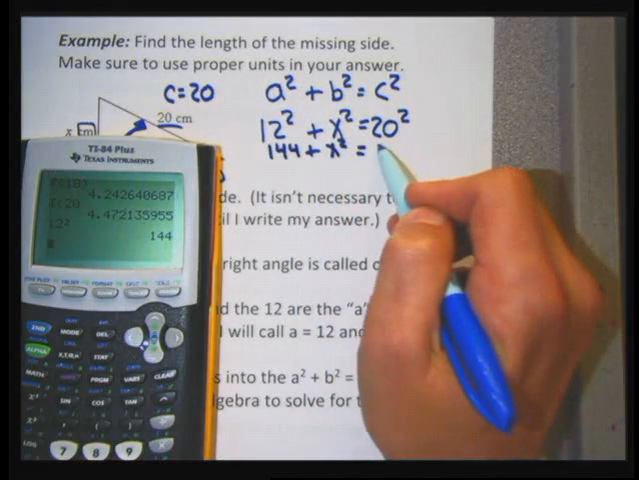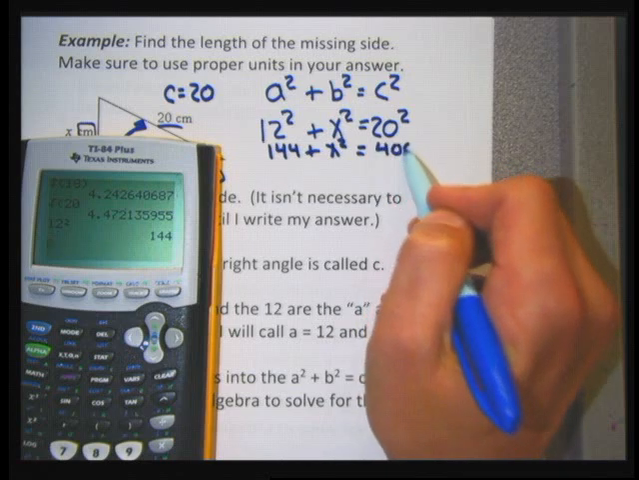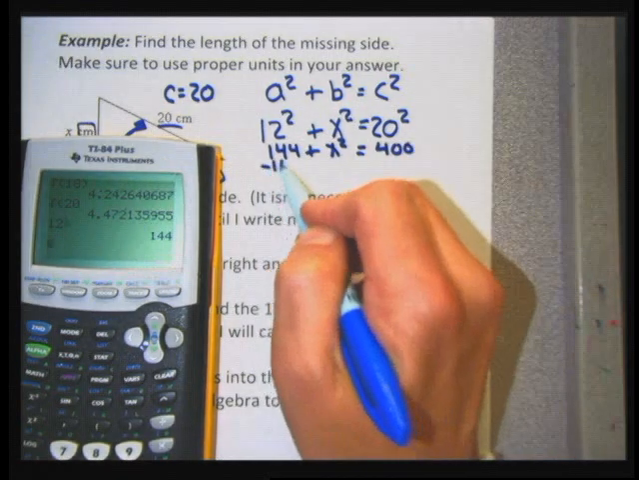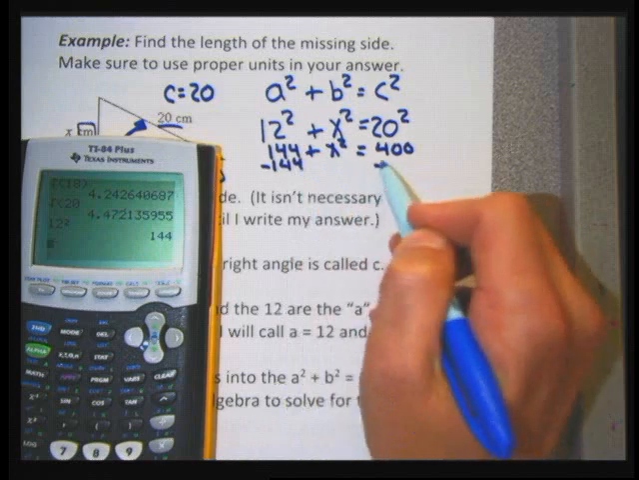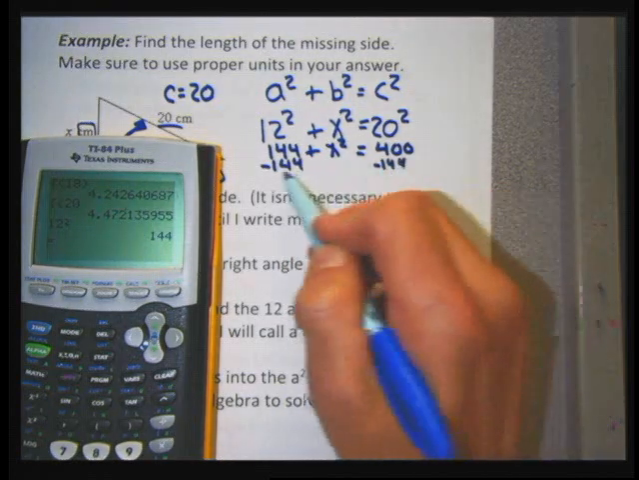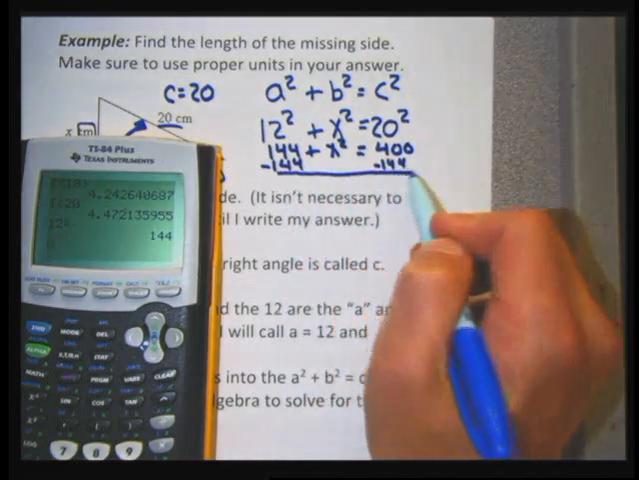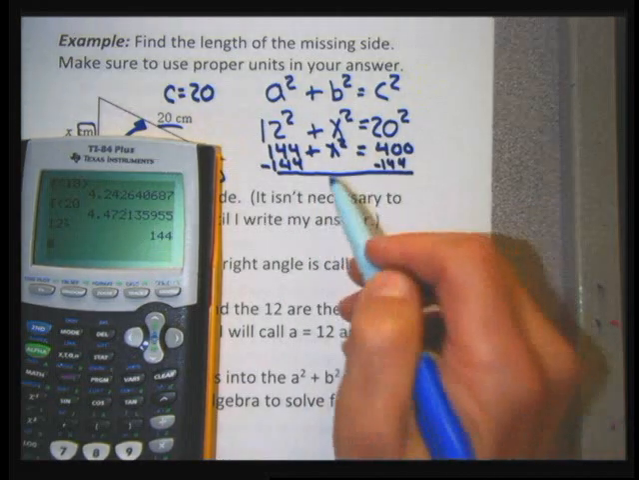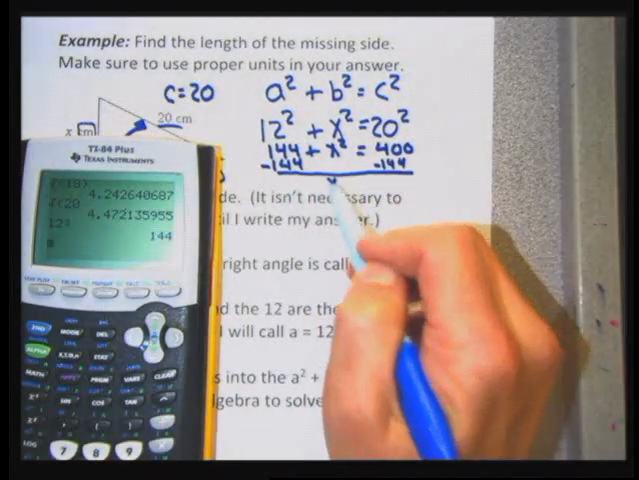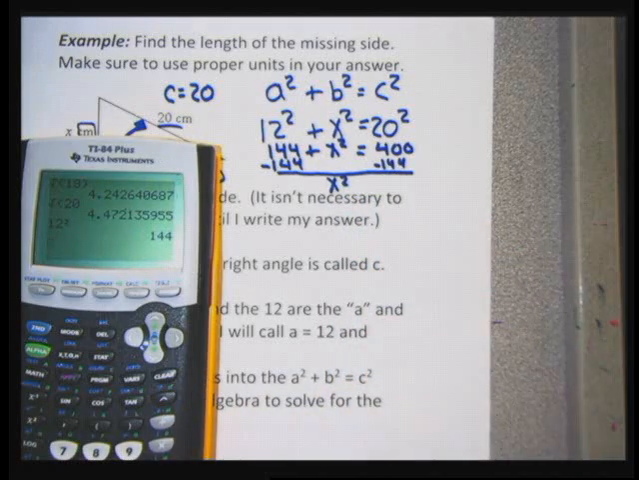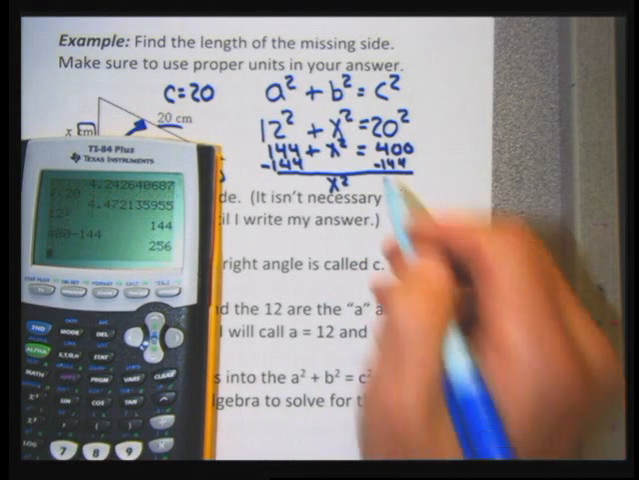The right side, 20 squared is 400. You can do that on your calculator if you don't know it. You're allowed to use a calculator on every test. So in this case, I need to subtract before I square root. I'm going to subtract 144 from both sides. On the left side, the 144s are going to cancel. I'm going to have an x squared. And on the right side, I have 400 minus 144, which is 256.